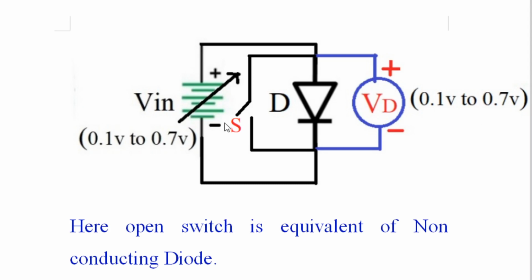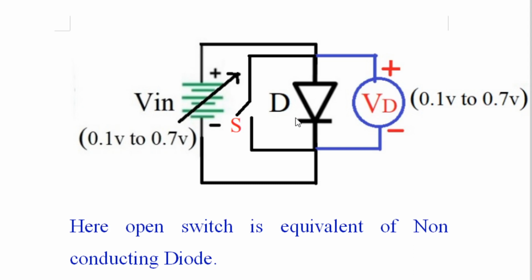So look at this diagram. Here, this switch S is not a real switch, and therefore we have written here that the open switch is the equivalent of a non-conducting diode. Here open switch S is the equivalent of a non-conducting diode. So in this diagram, don't get confused that there is an actual switch. This switch we have shown as an indication, or as the equivalent, of a non-conducting diode.